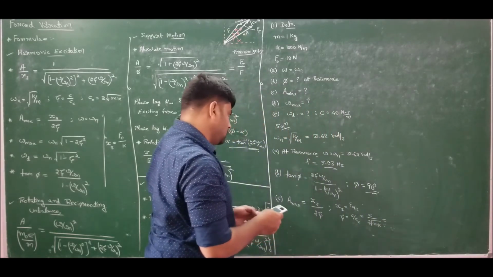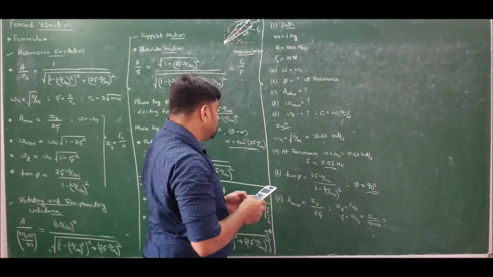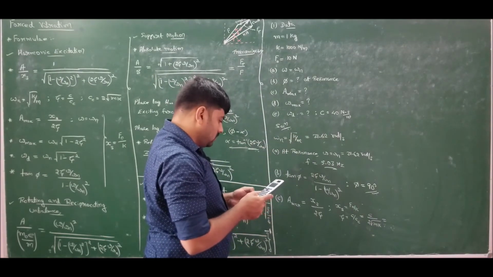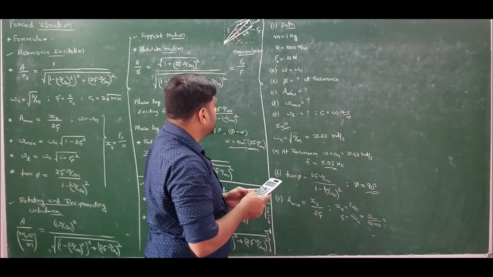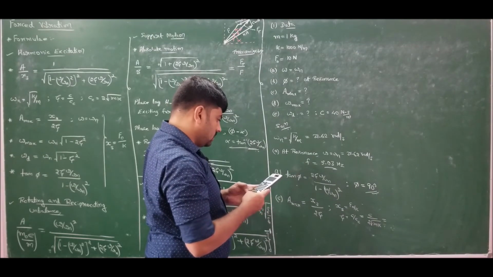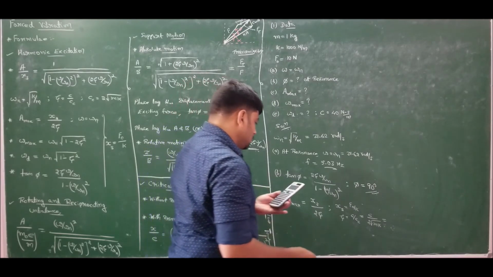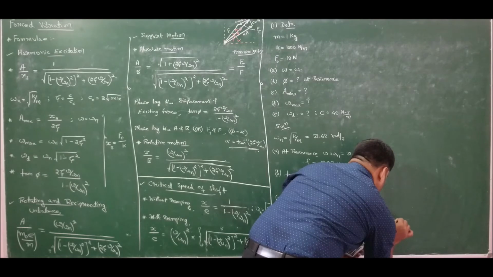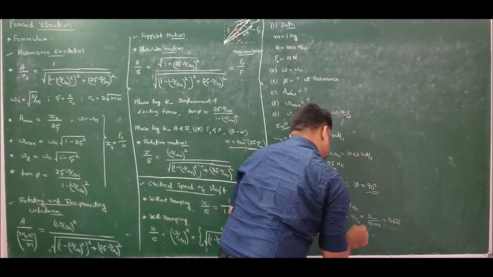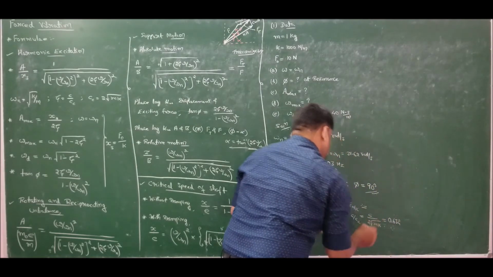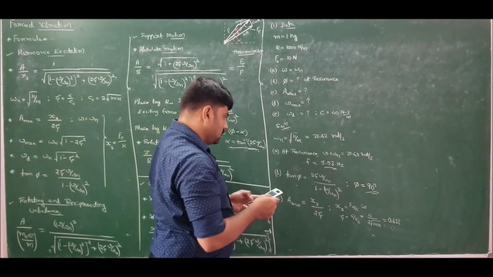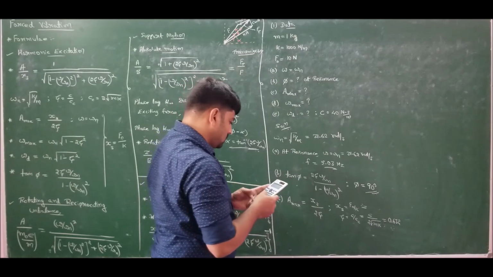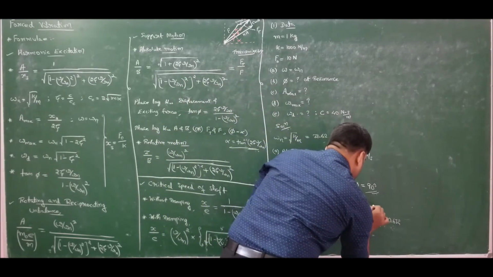So hence zeta will be how much? C is known, 40 divided by 2 into root of m into k, 1 into 1000. So zeta is 0.632, whereas f0 by k is how much? f0 is 10, k is 1000. It is 0.01.